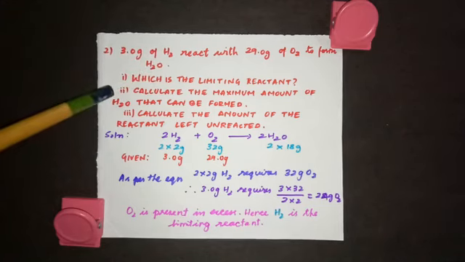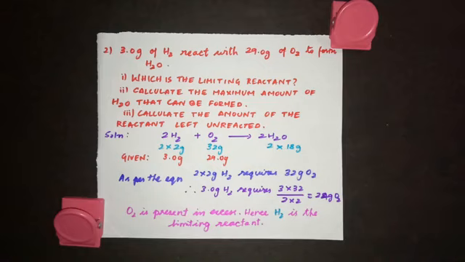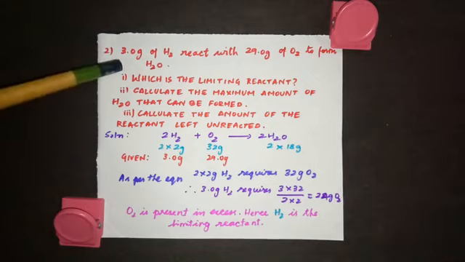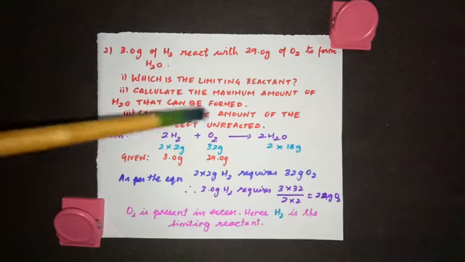Question is, which is the limiting reactant? Number 2, calculate the maximum amount of H2O that can be formed. Calculate the amount of the reactant left unreacted. So now based on this question, you frame the equation.